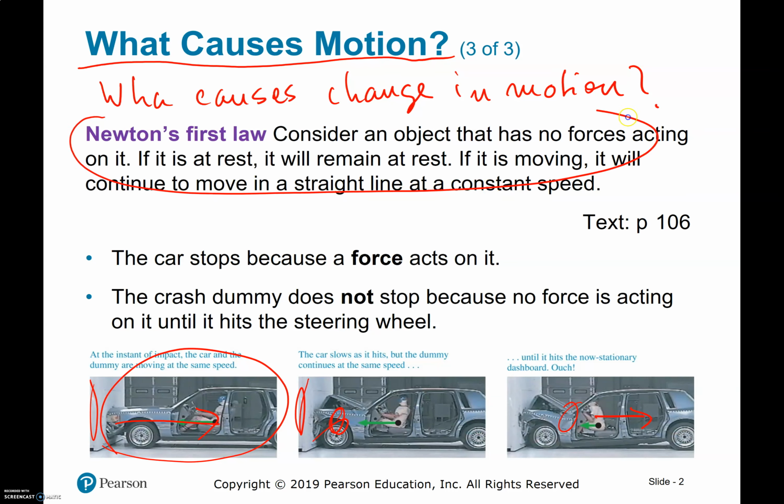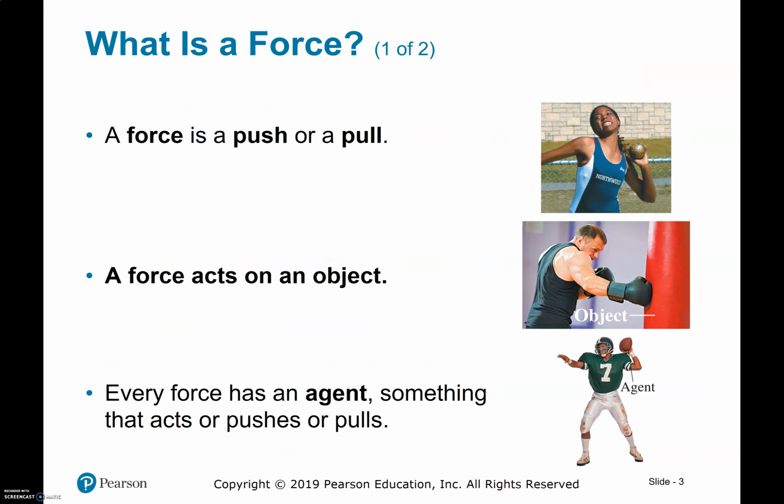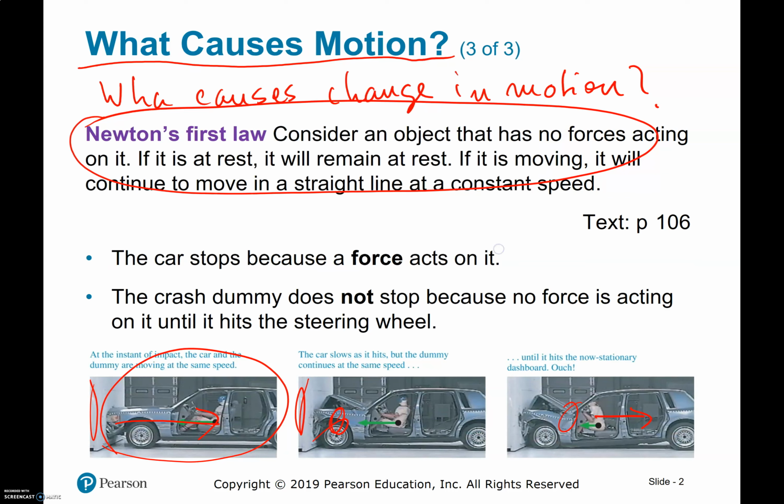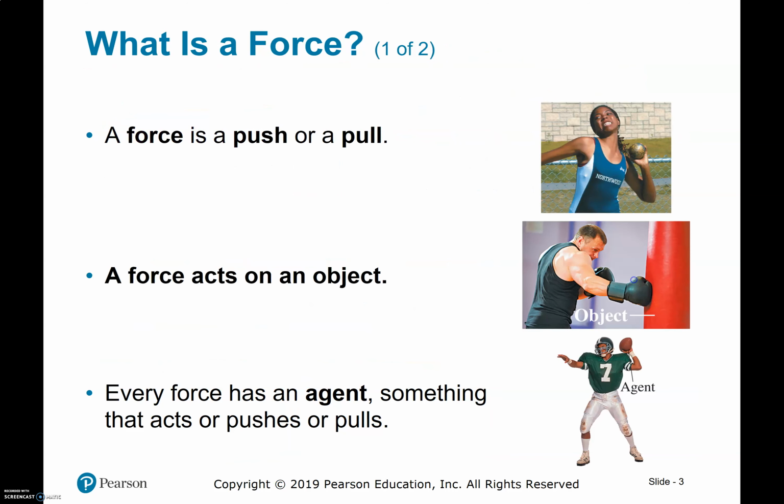So Newton's first law says that an object continues moving at a constant speed if there are no forces. And then Newton's second law says that if there is a force acting on the object, then there will be a change in velocity. We're going to state that later as an equation that helps us solve problems in a much better way. So let's look at forces.